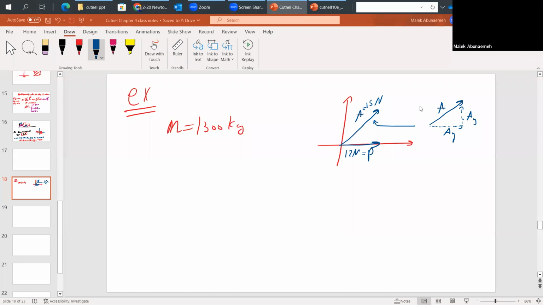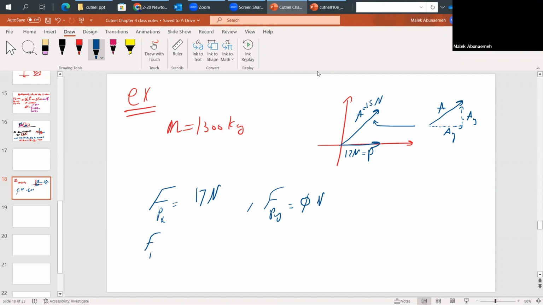All right, so looking at the 17 newtons over here, which we call P, this is the P force. There is no y-axis component. So your FP in the x-axis is going to equal 17 newtons. Your FP in the y-axis is going to equal 0 newtons.